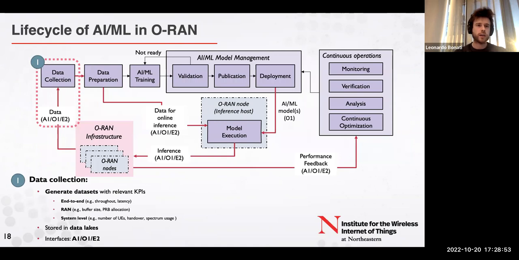So, that being said, what is the life cycle of AI and ML operations in the RAN? The starting step is data collection, because you want to generate a large amount of data sets that capture the behavior of the network, and that allow you to train machine learning and artificial intelligence models later on, for which you need a lot of data. So the first operation is to collect this data from the actual RAN.